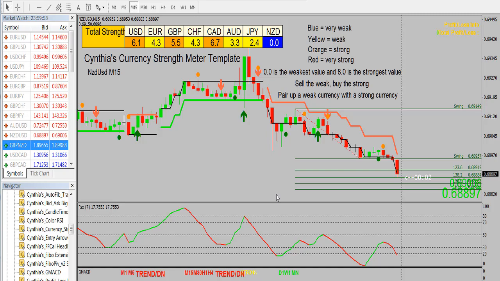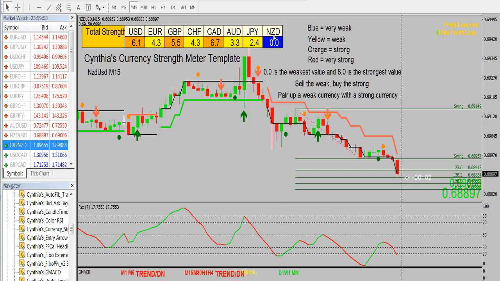So now let's get back to how to interpret the meter itself, because it's actually very simple. It just takes a couple of hours of practice in a demo account and you're going to understand it and have it down. You're going to be thanking me because it's going to improve your trading so much that you're going to wonder how you ever traded without it. It's that important. So let's get on to the explanation.